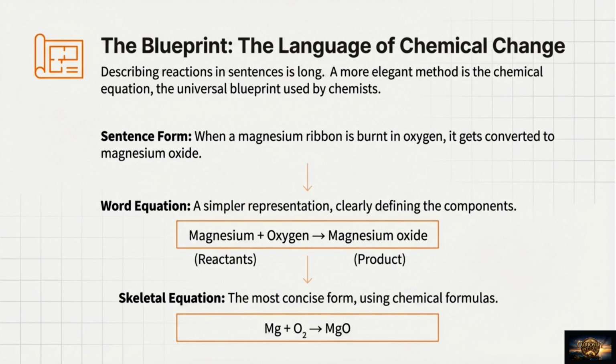Chemical equations are the elegant language or blueprint of chemical change. We move from long sentence descriptions to concise word equations, and finally, to skeletal equations using chemical formulas like Mg + O2 → magnesium oxide.